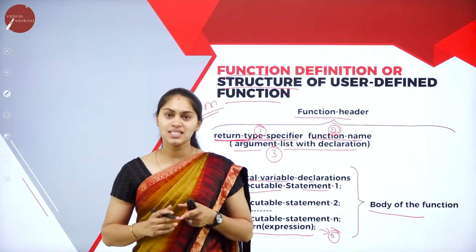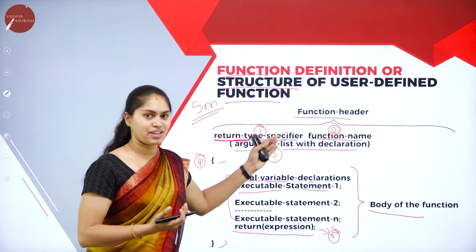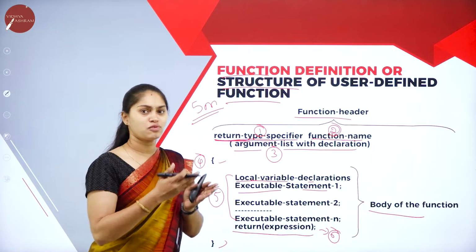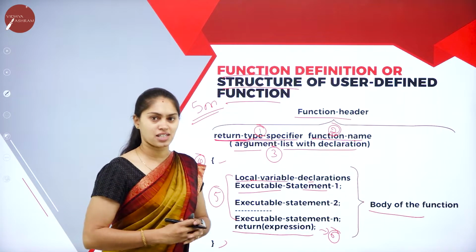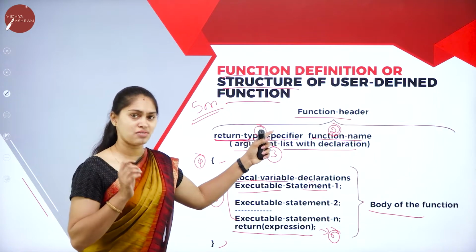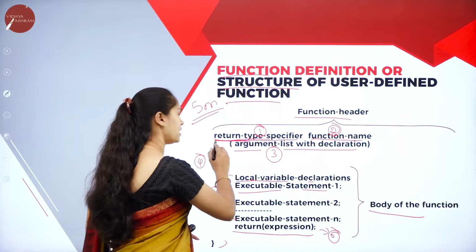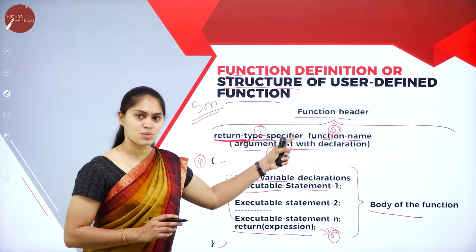So this return type specifier is like a data type. Already we have discussed data types like int, float, void, boolean. So when I say return type specifier, it specifies the type of value that it is going to return. That is the return type specifier.